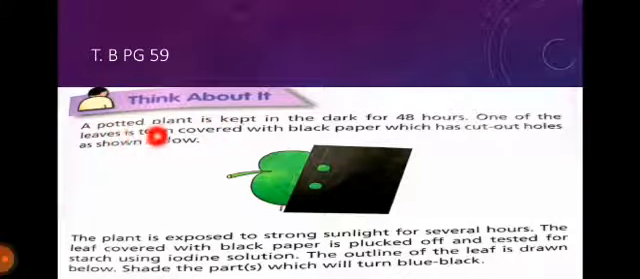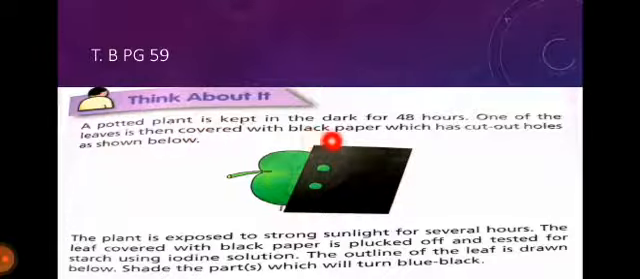A plant that was kept in a pot was kept in the dark for 48 hours, means for 2 days. One of the leaves is then covered with black paper. So what they did, they took a plant and placed that plant in a dark room where there was no sunlight. So no sunlight means that there was no photosynthesis.